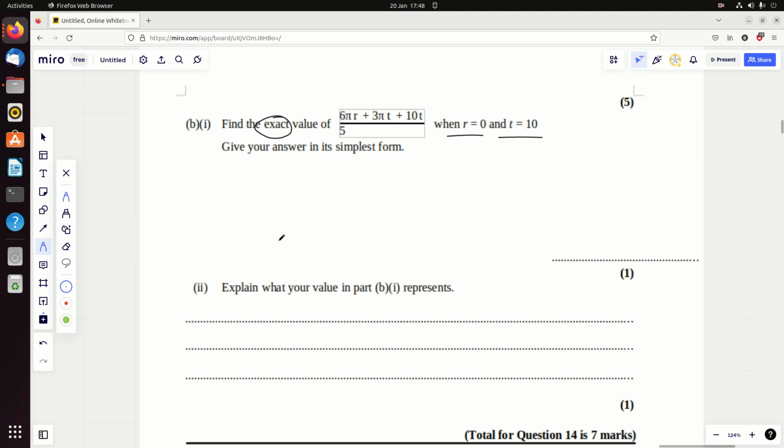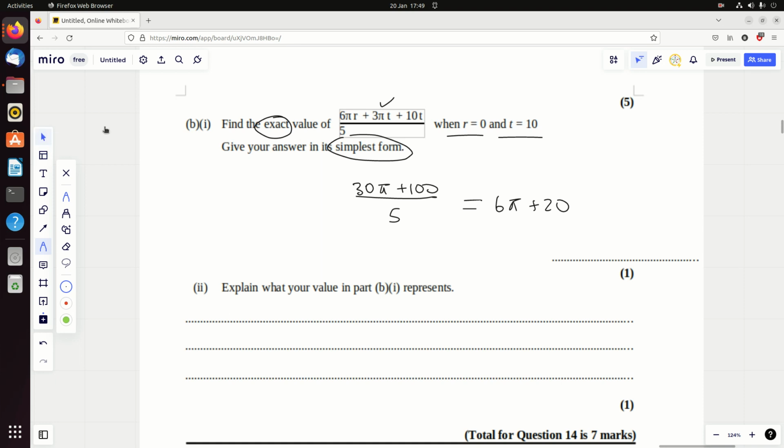That means leave your pi's in. If you've got an answer of 38, you didn't leave the pi's in. Simplest form, cancel it down. So we're going to plug in r is 0, so that first term disappears. We're going to plug in t is 10, so that becomes 30 pi this term. And then this becomes plus 100, and it's all over 5. But simplest form, 30 divided by 5 is 6. 100 divided by 5 is 20, so that's 6 pi plus 20.